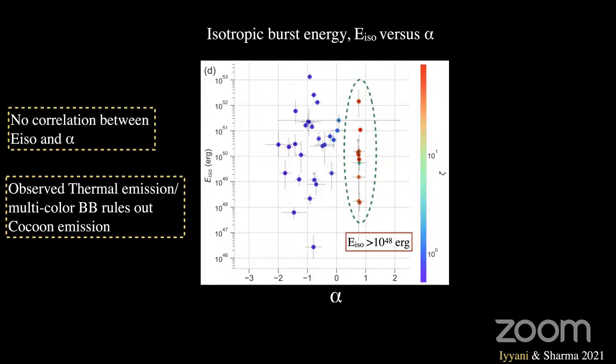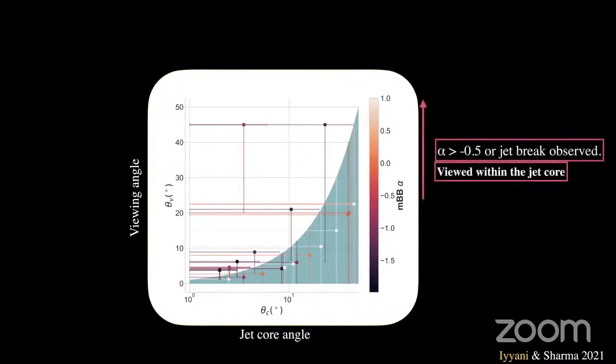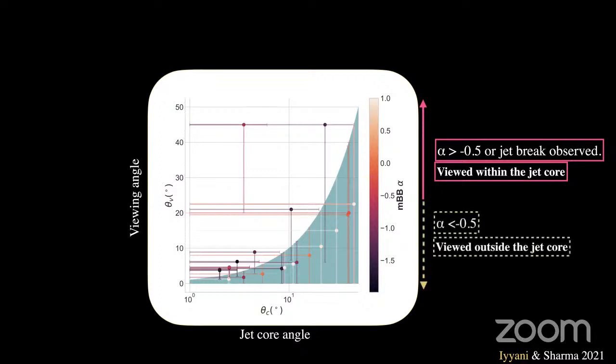So the interpretations that we have done are basically within a structured jet model. That's what I've explained earlier, the Lundman model. The Lundman model simulated the kind of spectra that you can see at different viewing angles, and what they showed was that with alphas greater than minus 0.5, or the cases where in the afterglow we have seen a jet break, we identified those cases as GRBs which are viewed within the jet core. And the others are the cases where they are viewed outside the jet core.